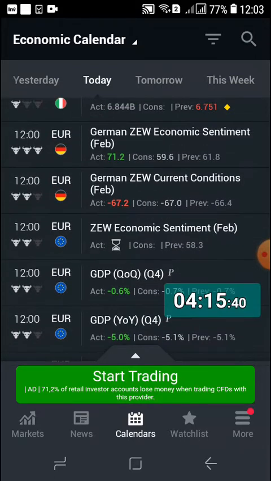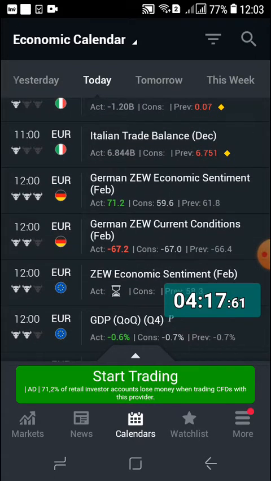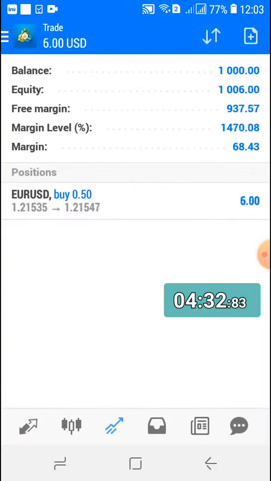Euro event. German ZEW economic sentiment. 3 bulls. These 3 bulls represent that the market is going to have a strong movement at 12 o'clock. Let me go back to the trade. The trade is still running.